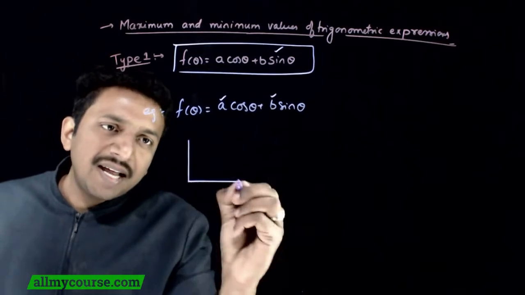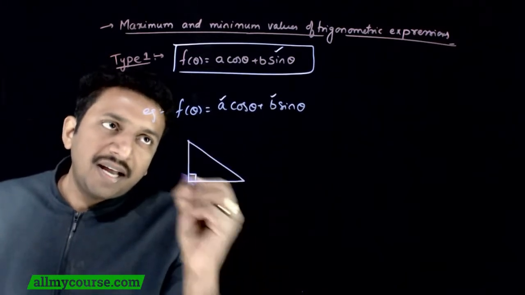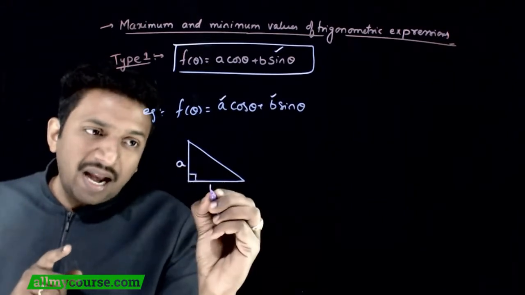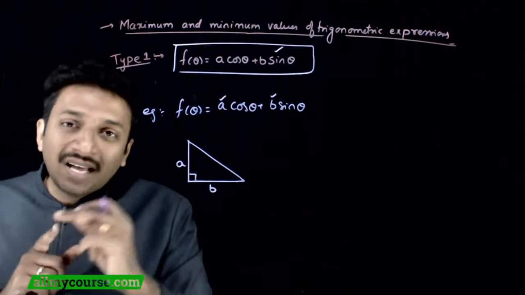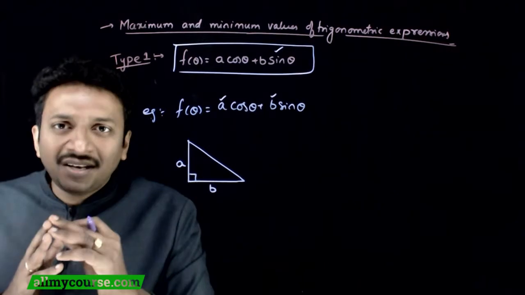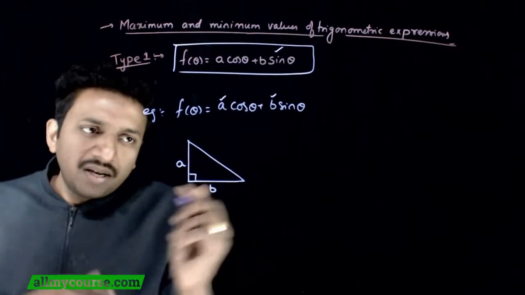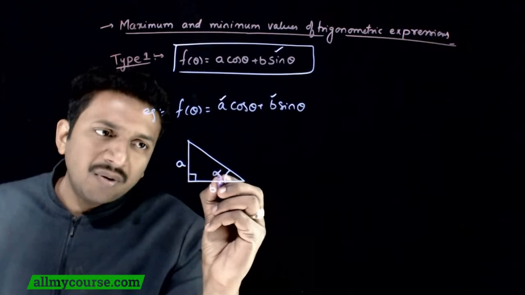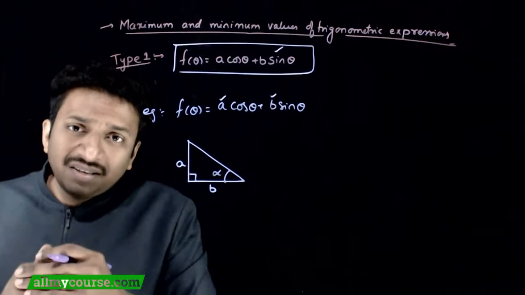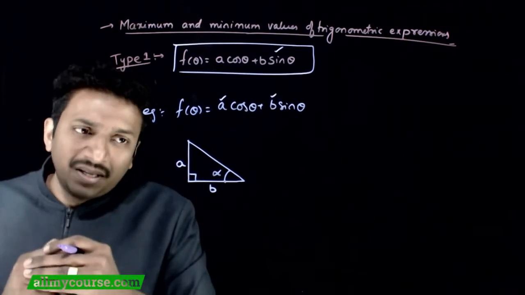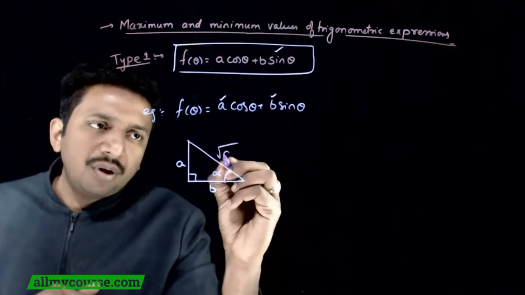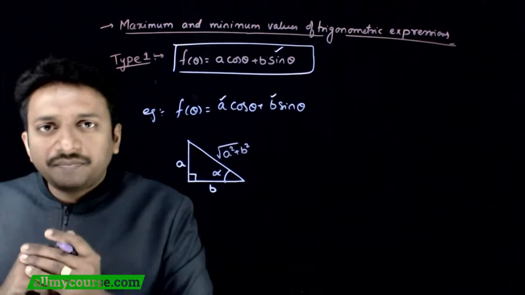So I'll construct a right angle triangle whose right angle sides are equal to a and b. Obviously, if I have 2 numbers, I can always construct a right angle triangle with these 2 numbers as the sides. Now let the angle formed here be equal to alpha. I don't know what that angle is, but you get some angle in this triangle. Now if these 2 sides are a and b, what is the hypotenuse? The hypotenuse is root of a square plus b square.